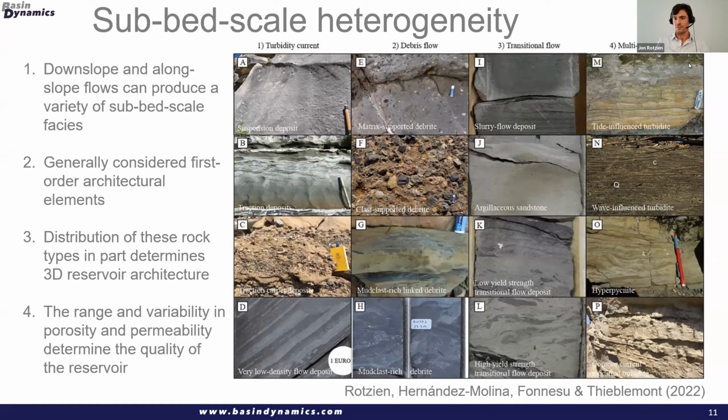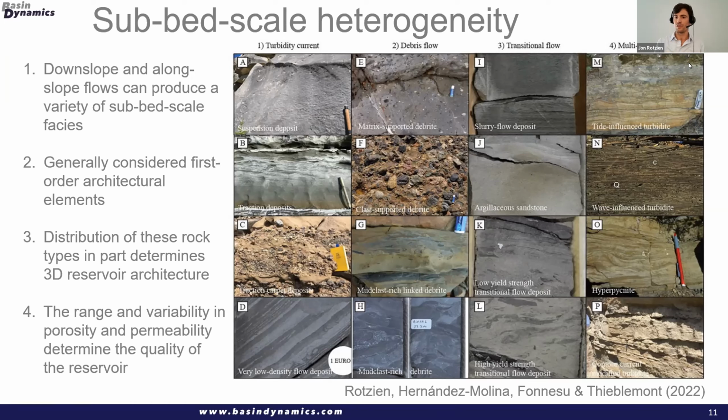So we've got suspension deposits for turbidity currents, traction deposits in B. C shows a traction carpet, and then the very low density turbidity current deposits in D. For debris flows, we've got matrix supported and clast supported debrites, mud clast rich linked debrites, and then also mud clast rich zones that occur at the base of the bed. For transitional flows, there are a number of different models: slurry flow deposits, argillaceous sandstone. This is what happens when you merge fluid turbulence and matrix strength, creating something that could be a decent reservoir or maybe not so much, just depending on the amount of disaggregated clay you have in these types of deposits.